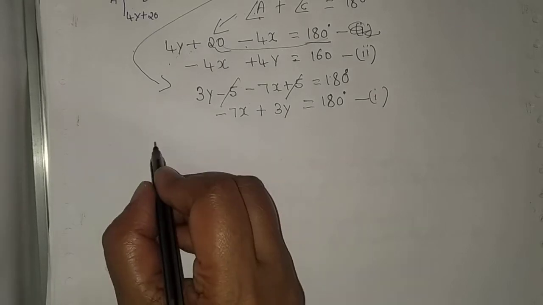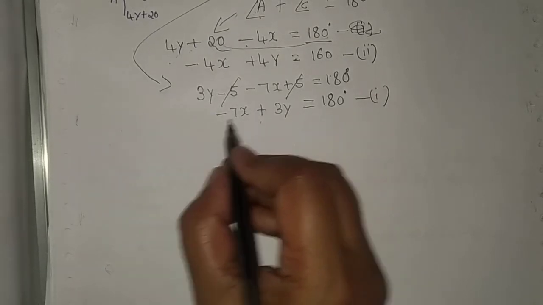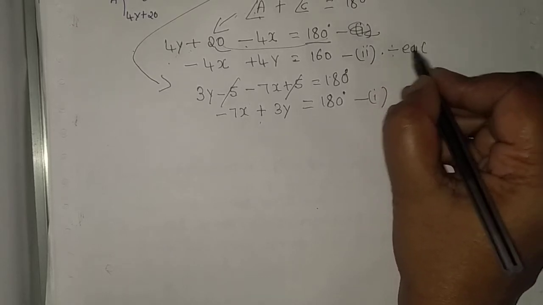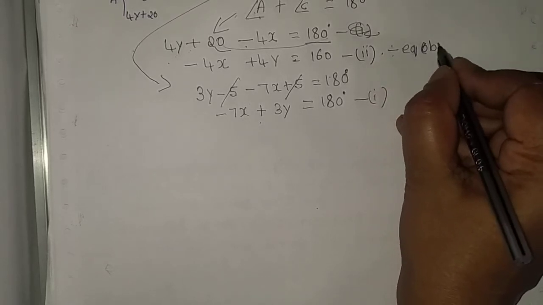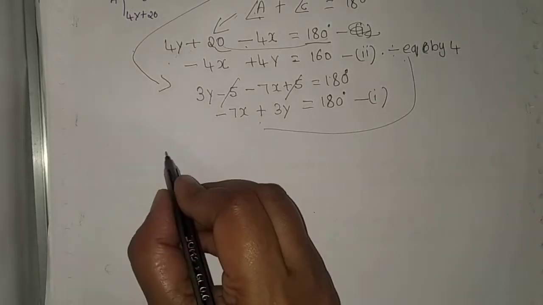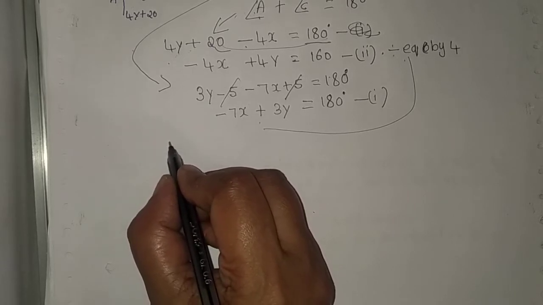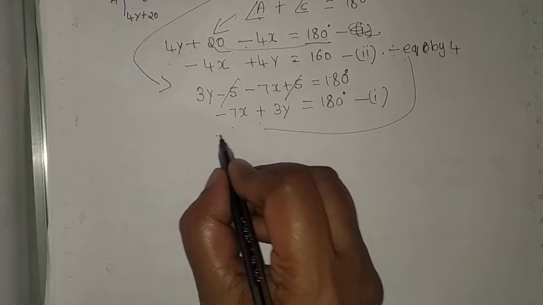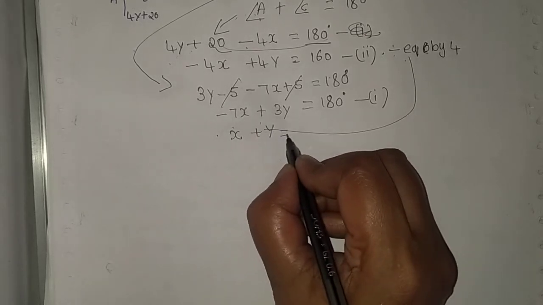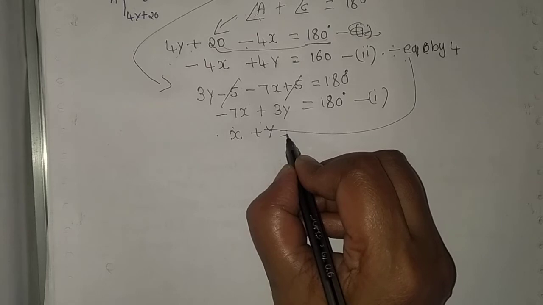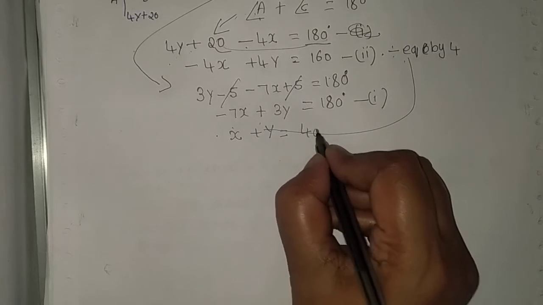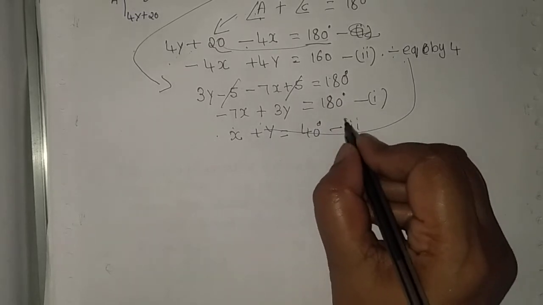Now we divide equation 1 by 4. What we get? Simplify and write: this becomes minus x plus y is equal to 160 divided by 4, that will become 40 degrees. Now this is the second equation.